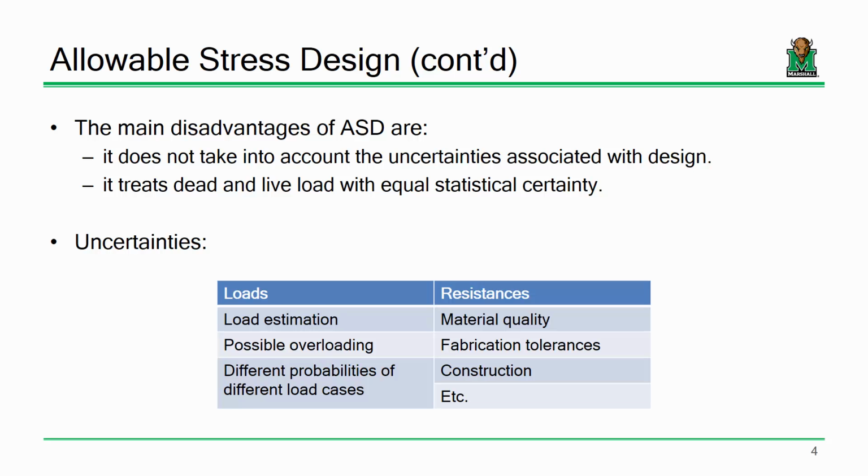So if I went and tested and failed every single table in this room, there'd be some scatter, right? There'd be some statistical uncertainty with that data that we could address, right? Things like material quality, fabrication tolerances, how they were constructed, etc. Same thing with the loads. You tell me that if I go to a design code and it tells me what the base wind speed is, that is exactly the base wind speed that I will always see on that building all day, every day? No, there's going to be some variability with the loads that we see. There's uncertainty with load estimation, possible overloading.